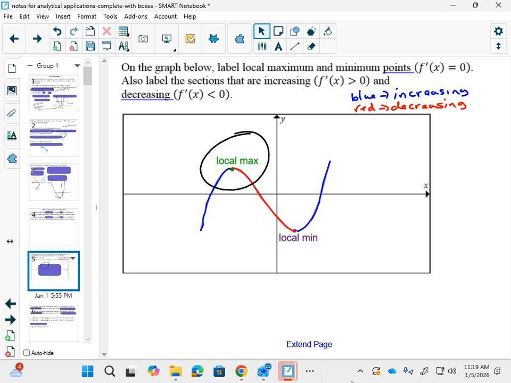So on this graph, it looks like, if it stopped here, this looks like the absolute maximum. Because the graph ended there.